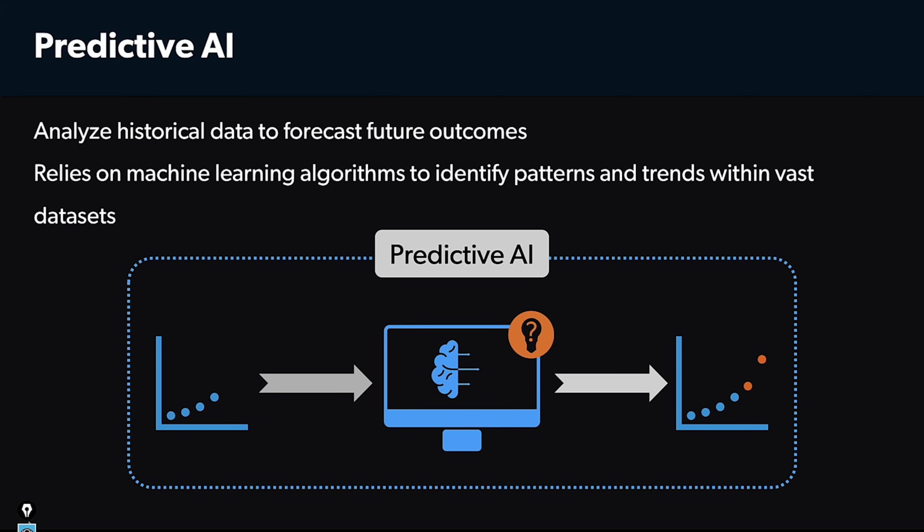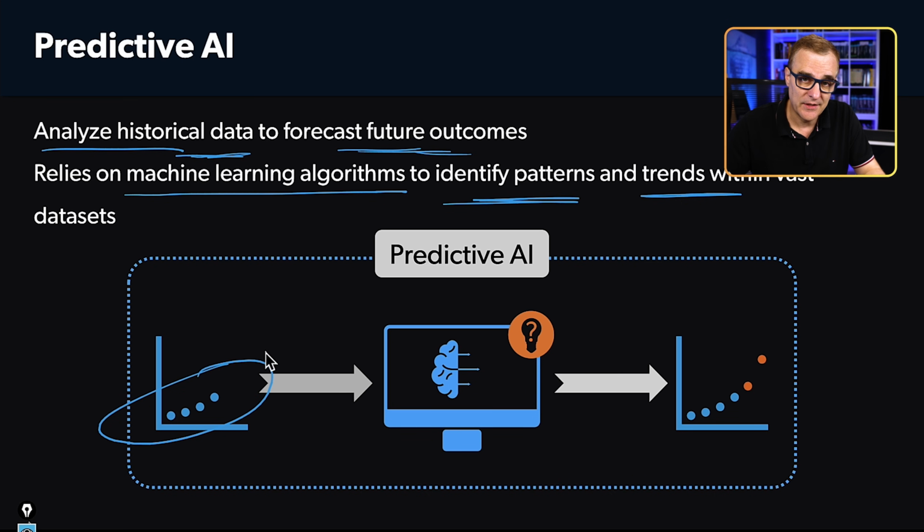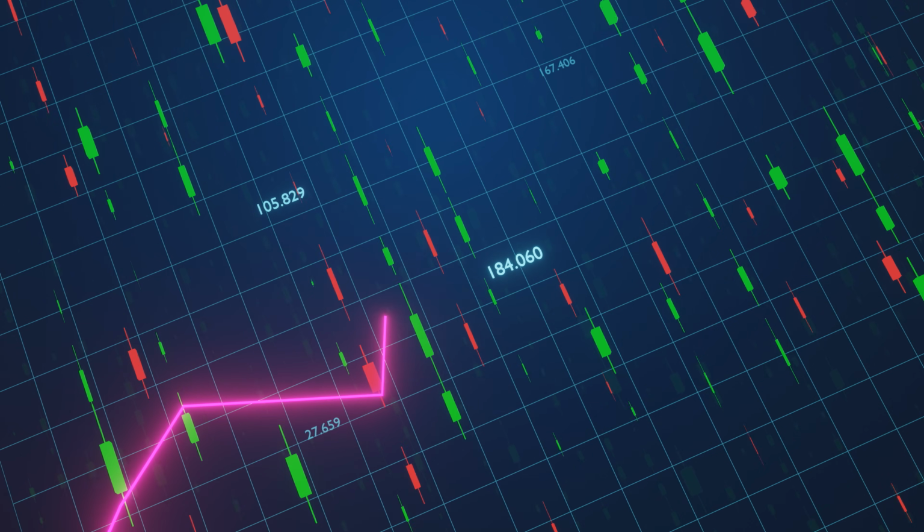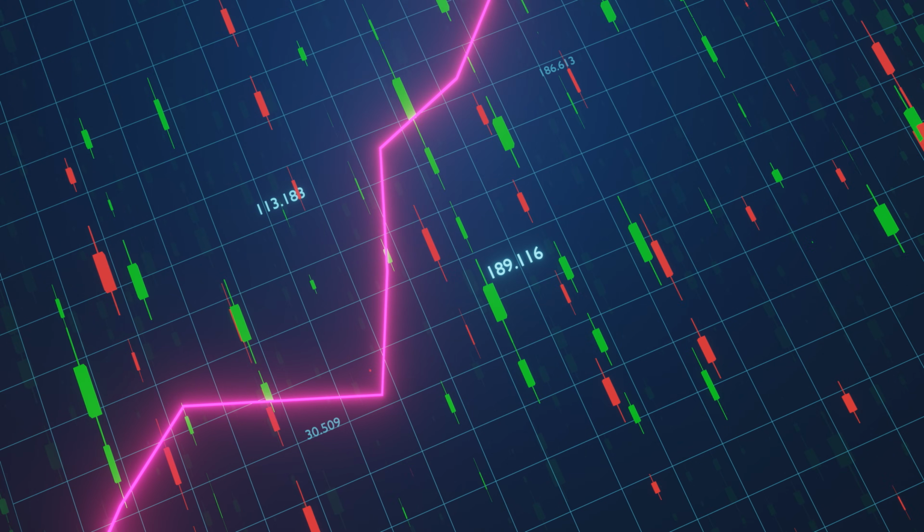But now let's talk about predictive AI. Here we analyze historical data to forecast future outcomes. This relies on machine learning algorithms to identify patterns and trends within vast data sets. So again, the machine is looking at current data and then is predicting what's going to happen. So again, predictive AI is where artificial intelligence analyzes historical data to forecast future outcomes. It relies on the AI identifying patterns and trends within the data, enabling it to make educated predictions about what's going to happen in the future.